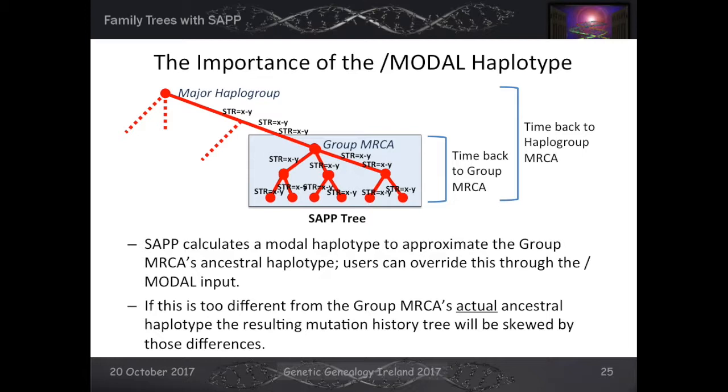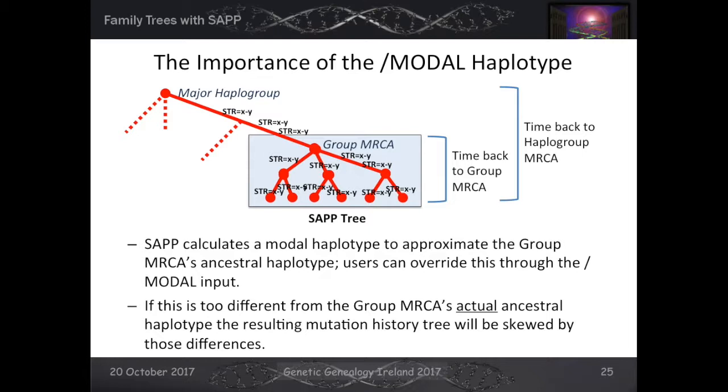So a lot of this depends on the STR haplotype of the group MRCA. It backtracks to calculate for a mutation history tree. It backtracks to figure out what that haplotype probably was when it produces the whole Y mutation tree. That means that what that haplotype was is very important to how the tree is built. So it's producing this chart going back to that group's most recent common ancestor.